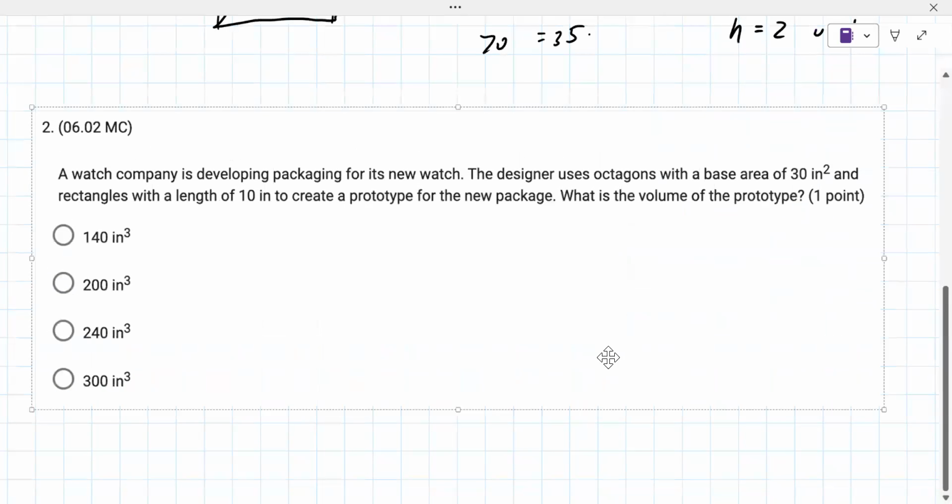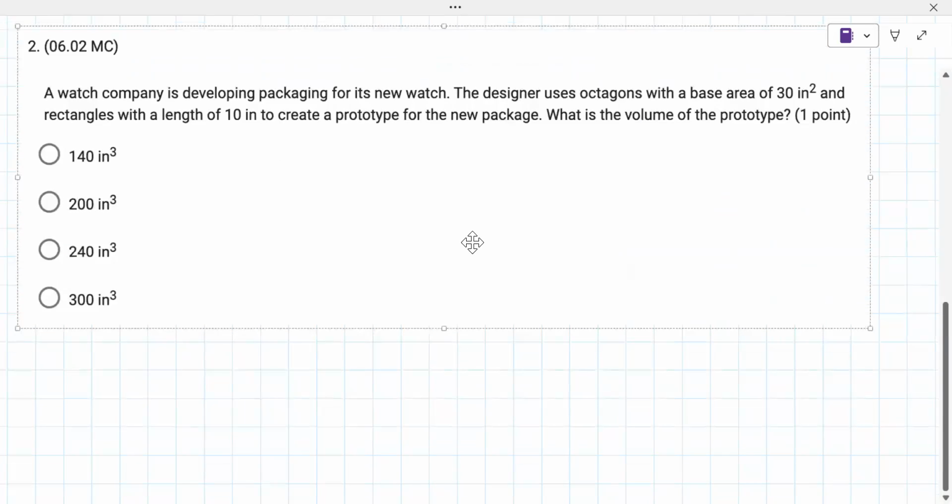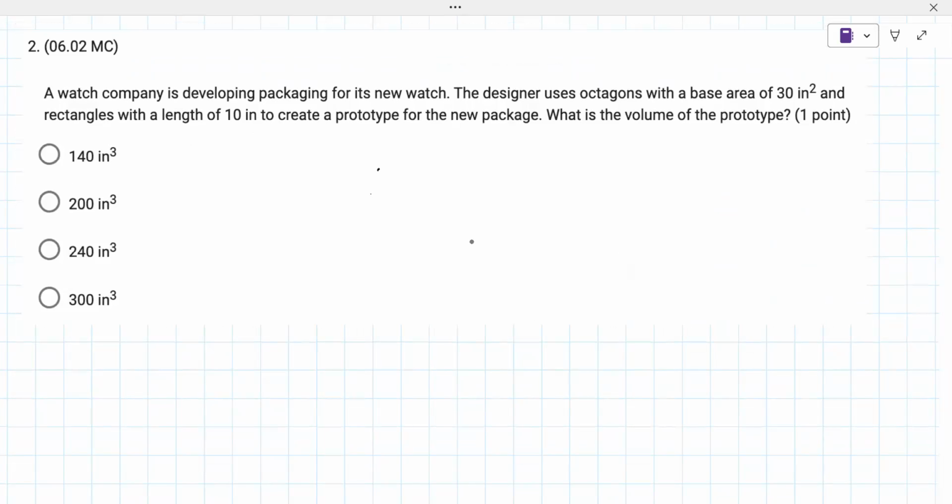All right. A watch company is developing a packaging for its new watch. The designer uses octagons with a base area of 30 and rectangles with a length of 10 to create a prototype for the new package. What is the volume of the new package? So we got octagons.